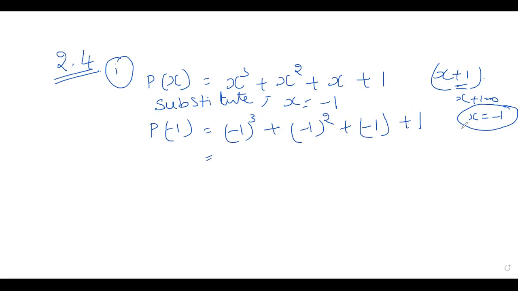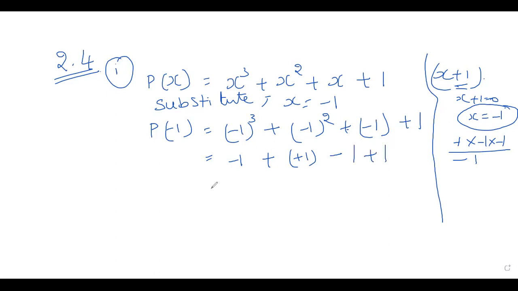Minus 1 cube, I have told you many times: if we multiply minus an odd number of times, you will get the minus sign itself. Minus into plus is minus, again minus. Plus into minus is minus, that is 1. Plus minus 1 square will become plus 1. Plus into minus is minus, plus 1, that is equal to minus 1. Plus into plus is plus.